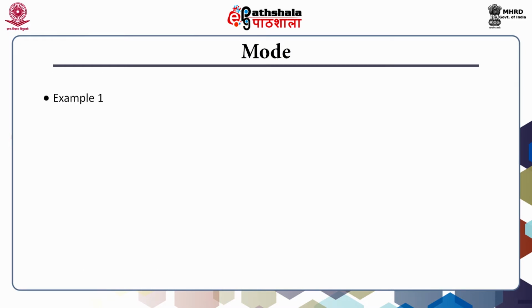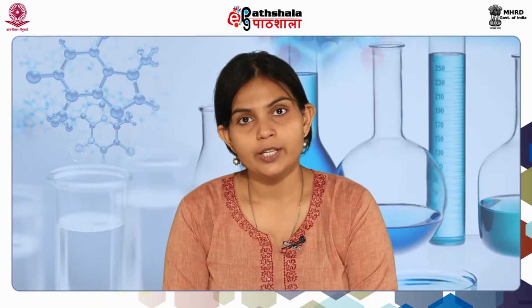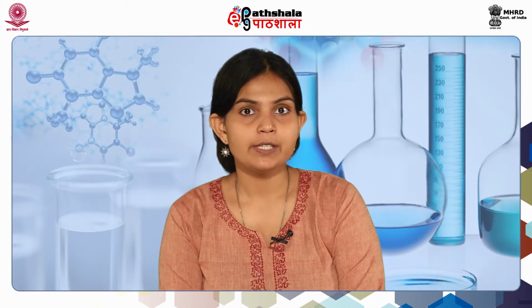Let us look at an example of calculation of mode. In the following data set, we calculate the number of times each value has occurred, which is shown in the table alongside. The number of times each number has occurred is represented as frequency. We see that the number 44 has occurred the maximum number of times, and therefore the mode in this data set is 44. Students, we have now come midway into this lecture.